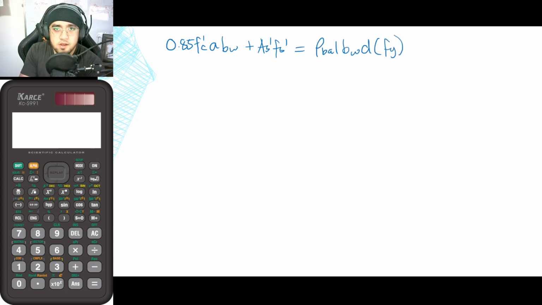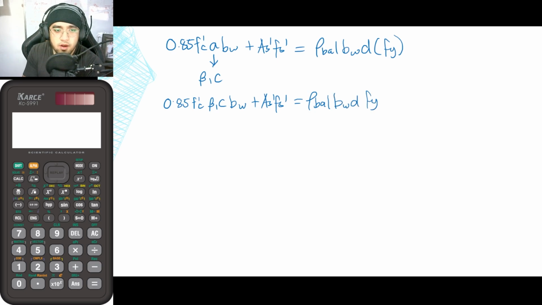Okay, so also, I will be rewriting a in terms of c. a is actually equal to beta 1 c. So rewriting our equation now, 0.85 f'c times beta 1 c times bw plus As' fs' is now equal to rho balanced bw d times fy.